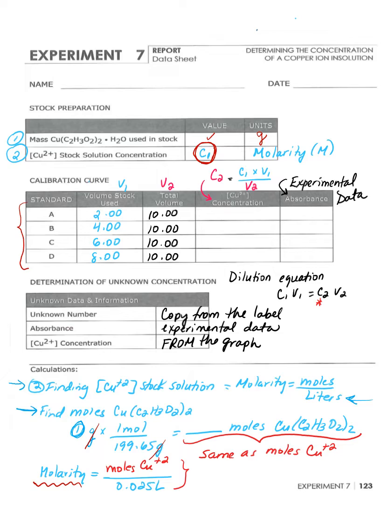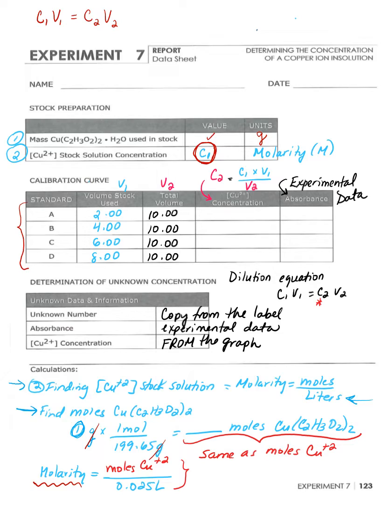So to find out the concentration that you're missing right here, you need to use your dilution equation. The dilution equation, I'm writing that on top right here. It's C1 times V1 equals C2 times V2. Whenever we're preparing solutions from an original solution, we can use the dilution equation to find the new concentrations. So what you're calculating is C2, which is the concentration for the diluted solution.